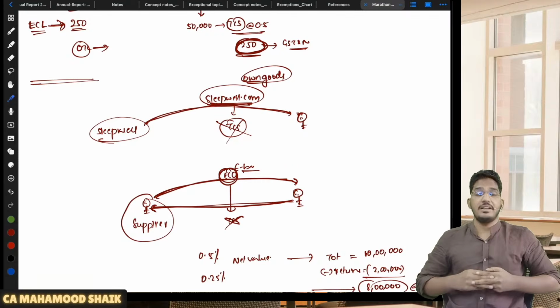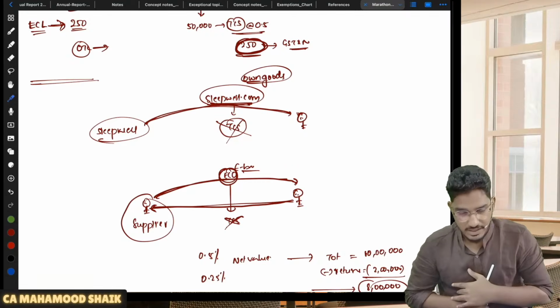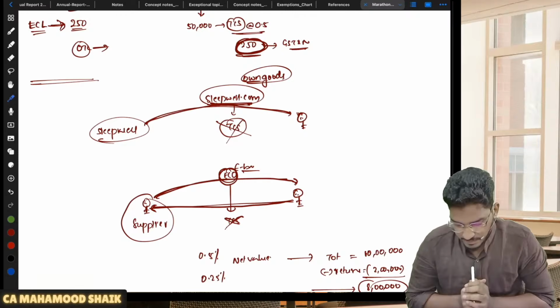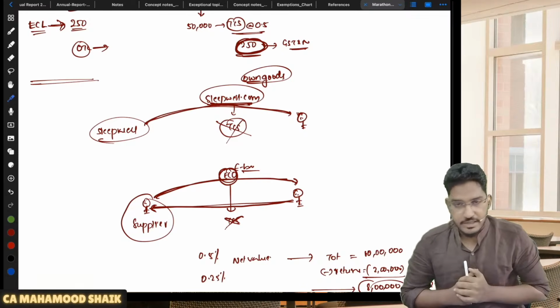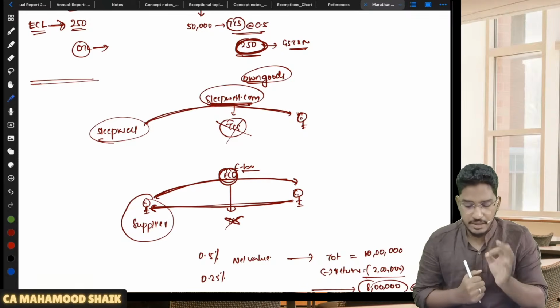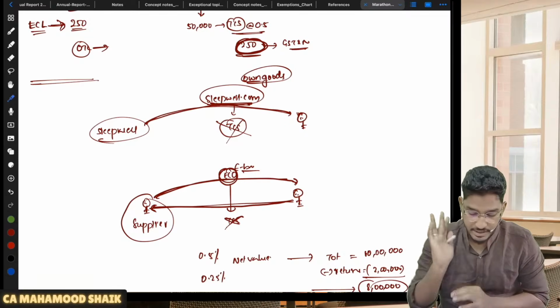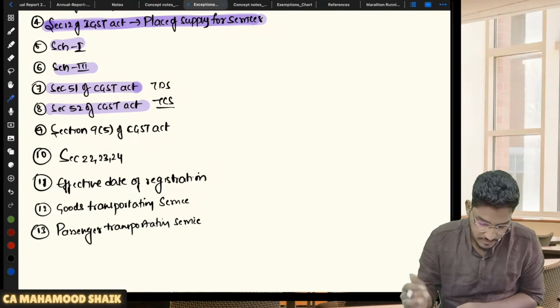If the e-commerce operator is acting as an agent, then also he will not be required to collect the TCS. So these are all the special provisions, my dear students. I hope you guys are able to recollect the things. Very important, very frequently they are asking the question from here. Okay, so this also we are done.